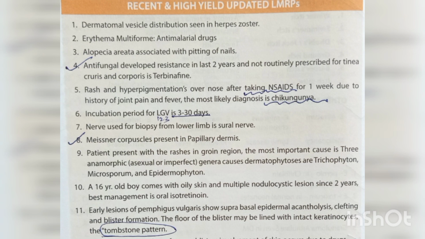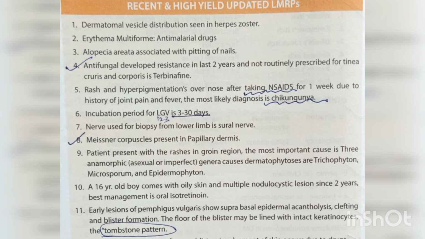Rash and hyperpigmentation over the nose after taking NSAIDs for 1 week due to history of joint pain and fever. The most likely diagnosis is chikungunya. Incubation period for LGV is 3 to 30 days. Nerve used for biopsy from the lower limb is the sural nerve. Meissner corpuscles are present in the papillary dermis.